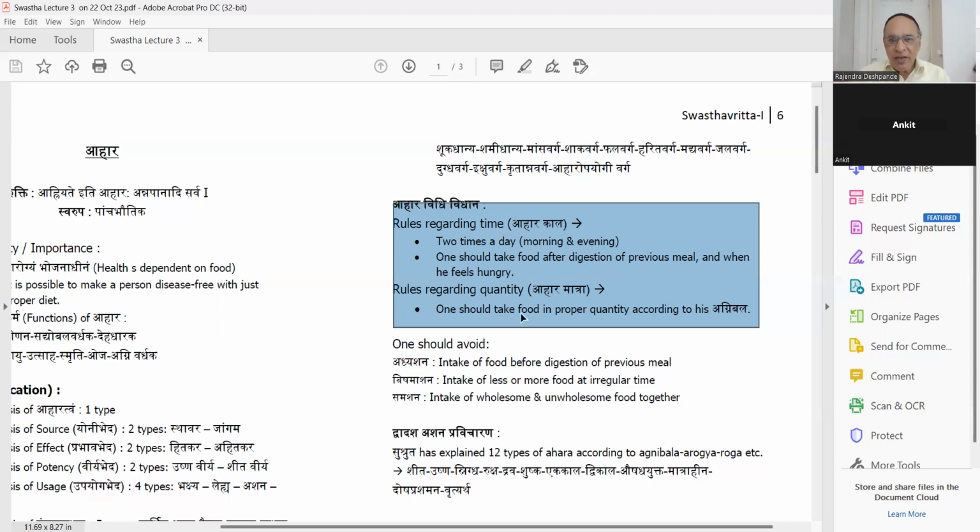Rules regarding quantity: one should take food in proper quantity according to Agni Bala and Prakriti. Tikshna Agni people cannot tolerate fasting. They can eat 4 times a day: breakfast, lunch, a middle snack, and evening dinner. But Mandagni, Kapha people can eat only 1 time; that is sufficient for them. Vishama Agni, Vata people, are sometimes hungry and sometimes not, so they can eat accordingly.